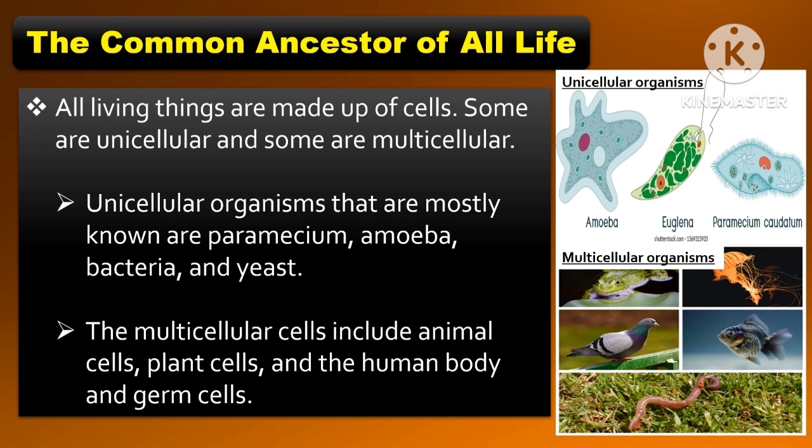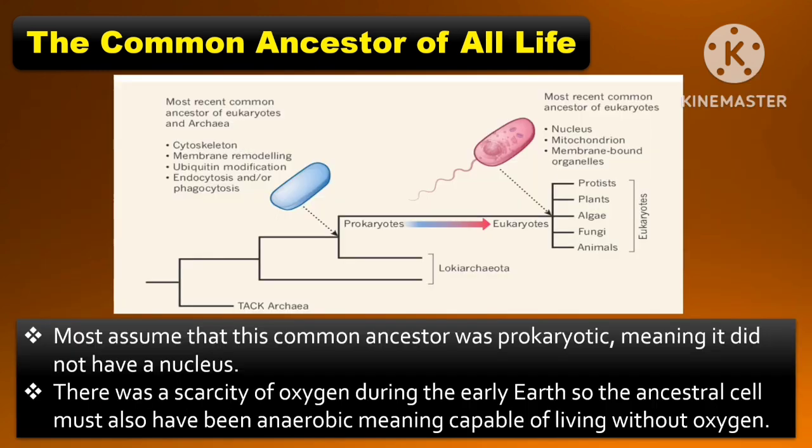All living things are made up of cells. Some are unicellular and some are multicellular. Unicellular organisms are mostly known as paramecium, amoeba, bacteria, and yeast. And multicellular organisms include the animal cells, plant cells, and the human body and germ cells.